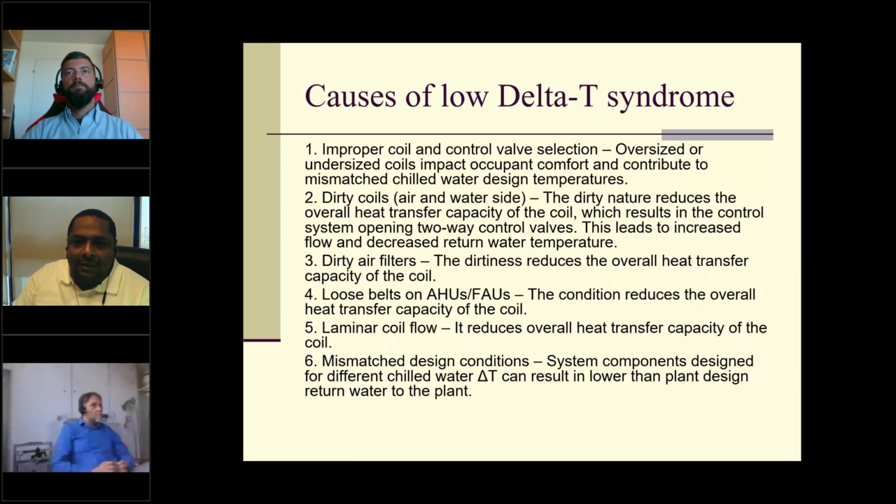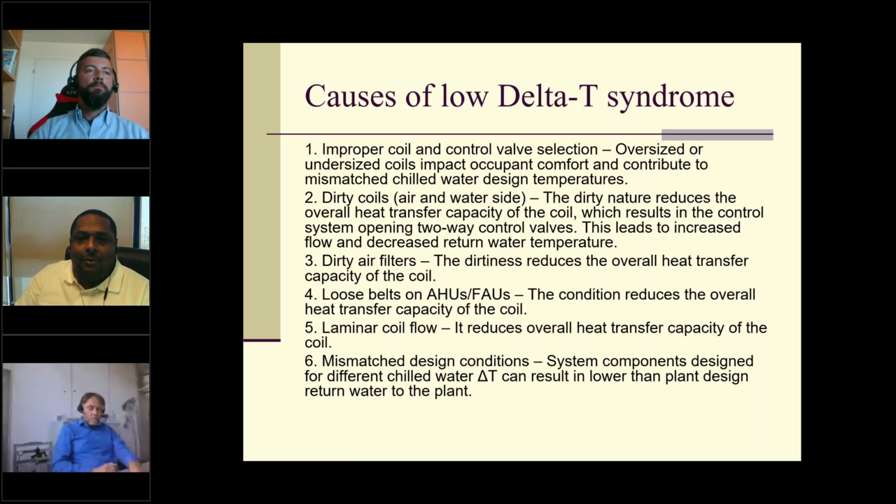What is causing this low delta T? Mainly what I found, partially it can be through the secondary network, but the major problems can happen in the building itself. So I put here around 14 reasons for this low delta T, several of which we will tackle today in our presentation. It can be coil and control valve selection. It can be dirty coils. It can be dirty air filters, loose belts. It can be mismatched design conditions.